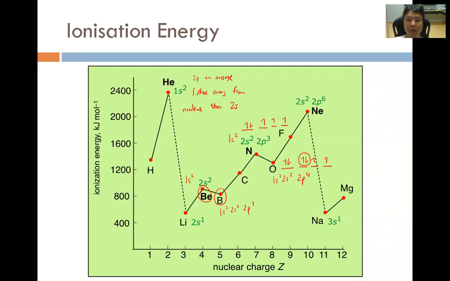So when we remove an electron from the oxygen atom, we are removing an electron that is paired, that is less stable because of the greater interelectronic repulsion, and hence we require less energy to remove the first electron of oxygen as compared to that of nitrogen. So this explains the second anomaly of why the ionization energy of oxygen is lower than that of nitrogen.